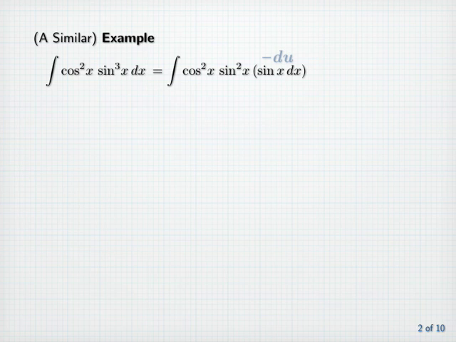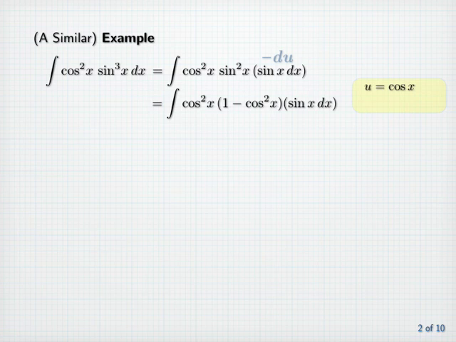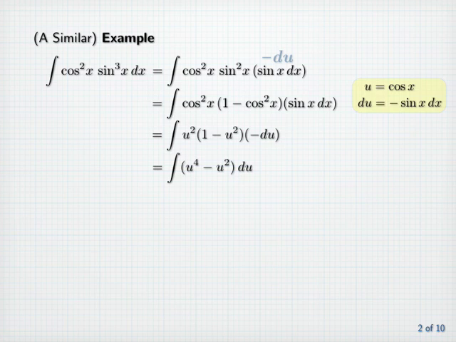Now in order to do that, we have to express everything in terms of cosine. So we'll replace sine squared x with 1 minus cosine squared x. Now we make our substitution, u equals cosine x, du equals minus sine x dx, and we get the integral of u squared times 1 minus u squared times minus du. Now to do the integration, we'll expand that product and write this as the integral of u to the fourth minus u squared times du.